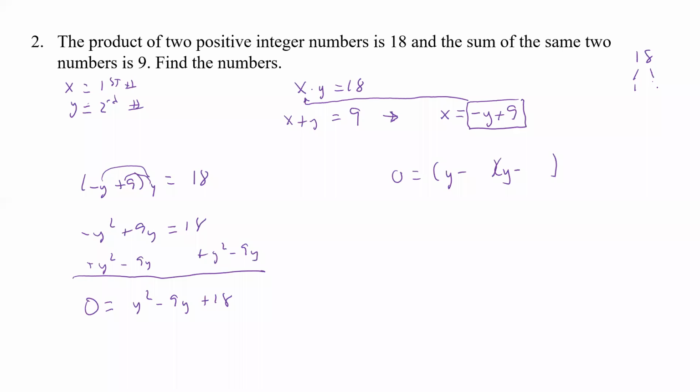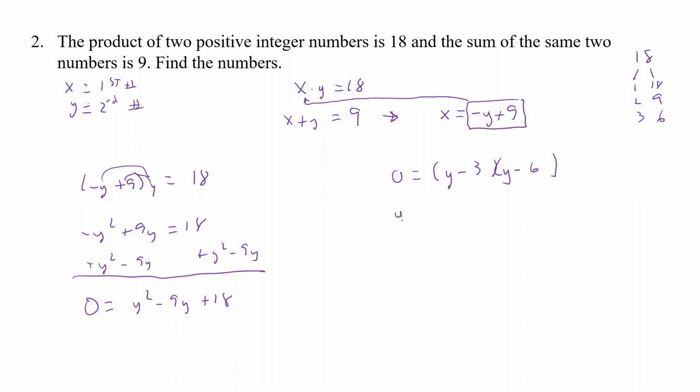So we have 1 and 18. No, that's not going to be it. We have 2 and 9. Oh, they're adding together. Sorry, these are adding. So 9 plus 2 is 11. That doesn't work. 3 and 6, oh, that adds to 9. So that'll work. 3 and 6 multiply to 18. And when we add them, they equal the 9.